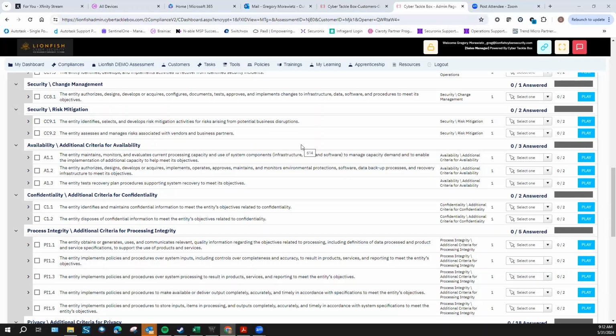The entity assesses and manages risk associated with vendors and business partners. So if you see that VMware is going through turmoil, you may want to talk about it with your organization and say, hey, look, VMware is kind of bouncing around. It's not doing well anymore. Something's wrong. All these articles are popping up about VMware not doing well in the marketplace. You may want to have a discussion.